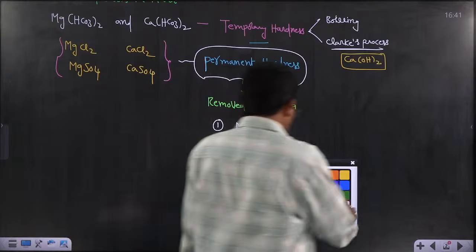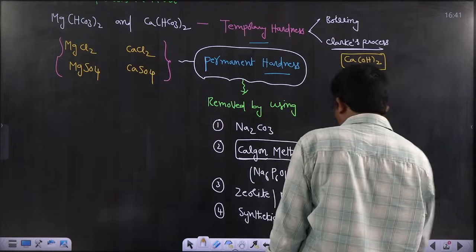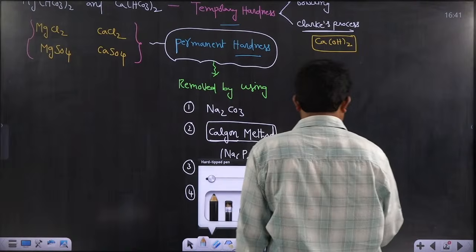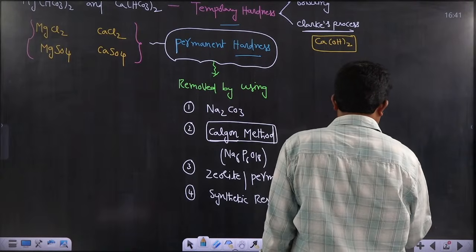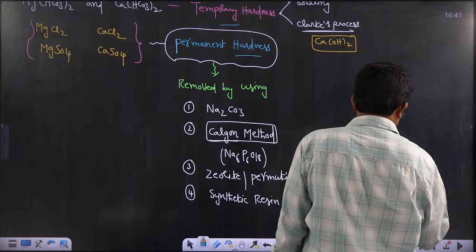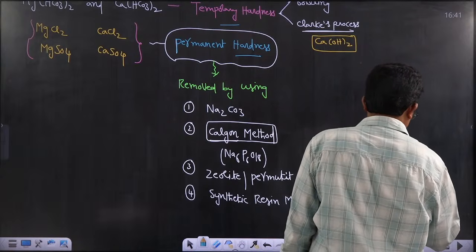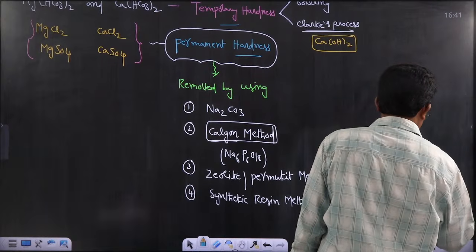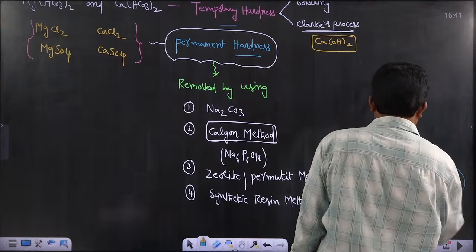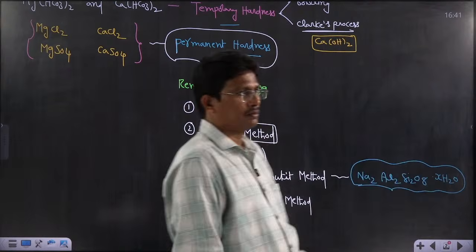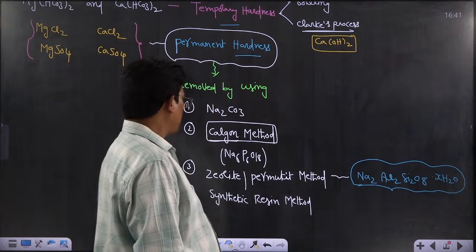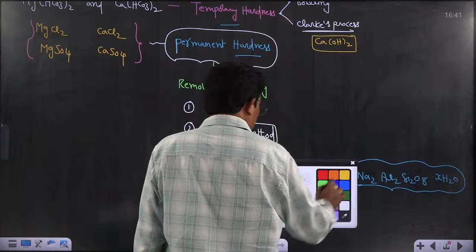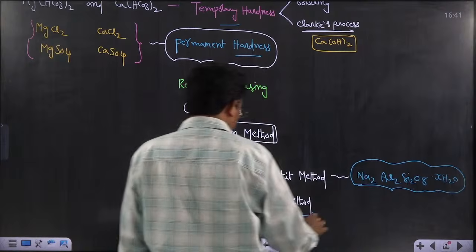Zeolite is also sodium aluminum silicate. Its formula is Na2Al2Si2O8 along with water, that is hydrated zeolite, sodium aluminum orthosilicate. Among these four methods, the resin method is the modern method. It is the modern method.